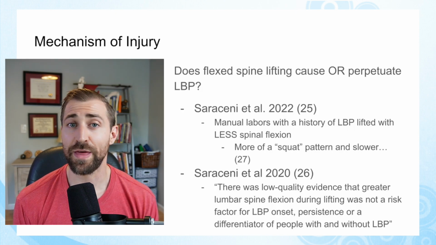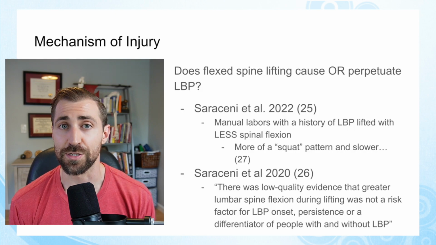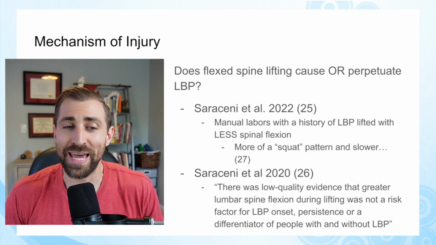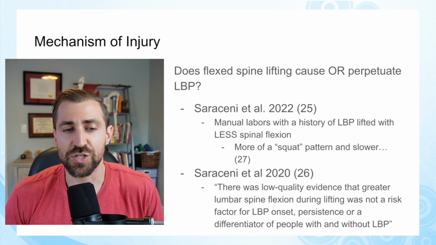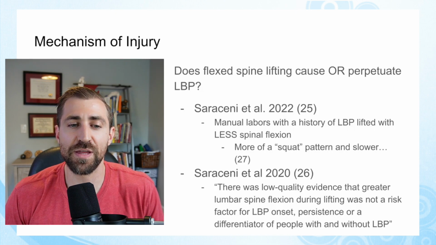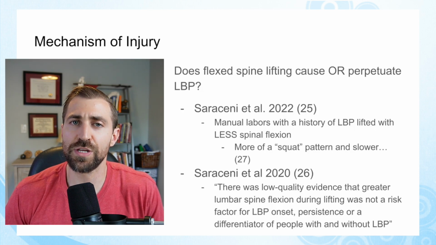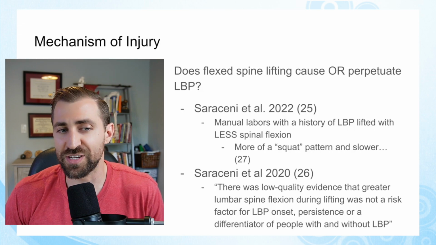But those without a history of low back pain, they're not lifting with a neutral spine and knees forward using their legs. Another study by Saraceni et al. in 2020 showed that there was low quality evidence that greater lumbar spine flexion during a lifting task was not a risk factor for low back pain onset, persistence, or a differentiator of people with and without low back pain. So largely, folks that choose to use a flexed spine position when they pick things off the floor doesn't mean they're destined for low back pain, at least based on this study right here.